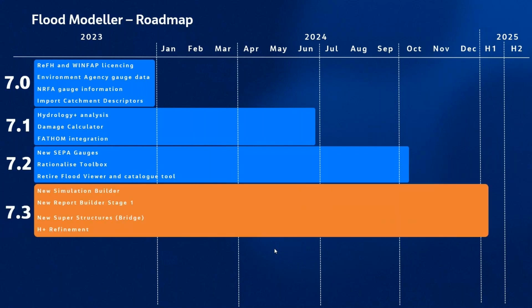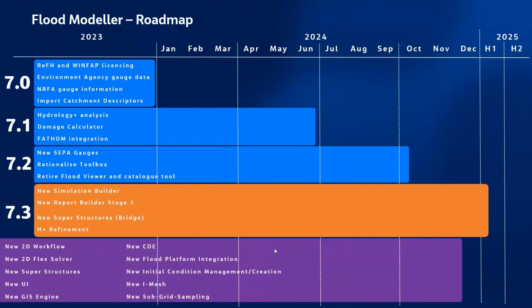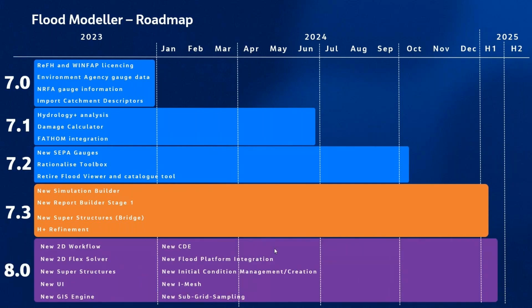7.3, which is due to be released in the next few weeks, is going to bring the simulation builder, report builder, the new super bridge or integrated bridge, as well as refinements to existing tools. That software is just going through final testing now, getting ready for release. And version 8 is scheduled to be released in the summer of this year, and this brings really substantial changes to Flood Modeler, and I'll talk about those later on in the presentation.